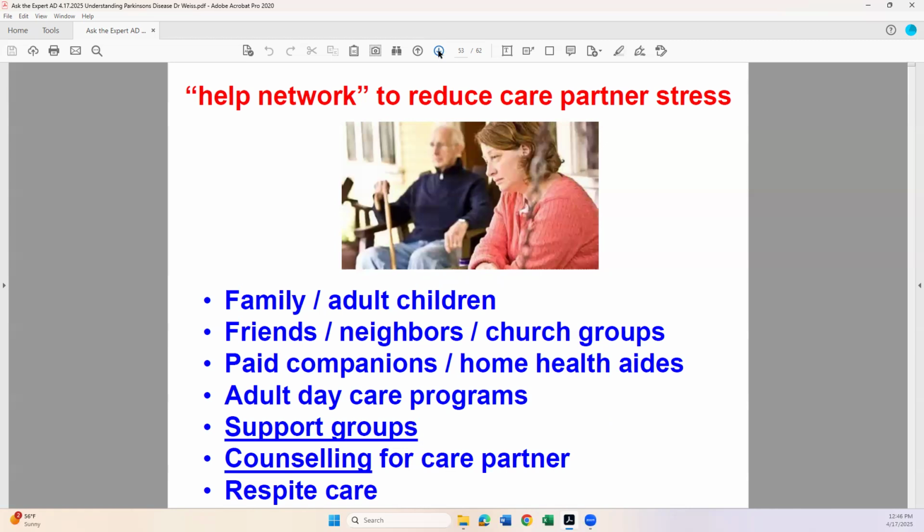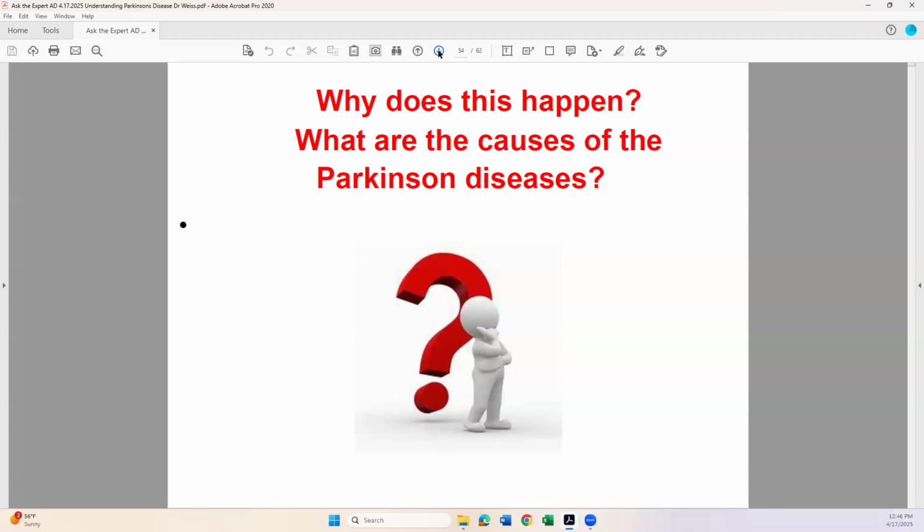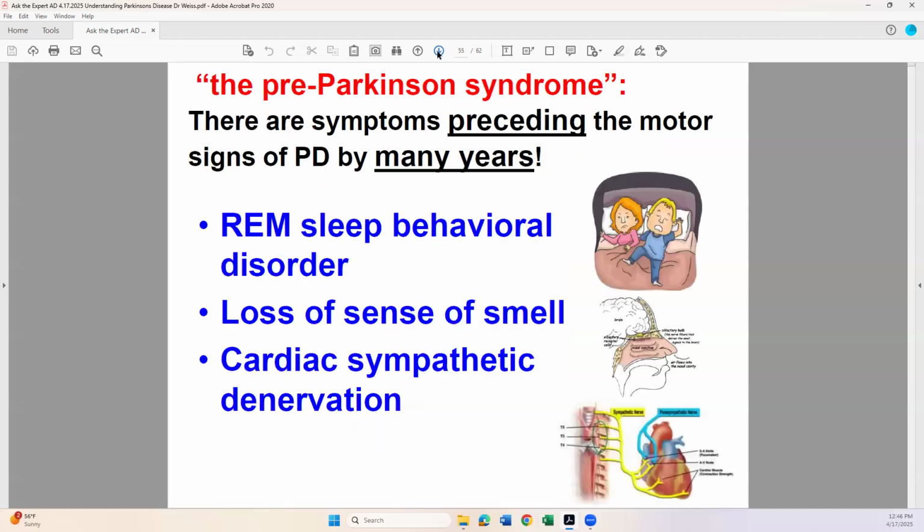Next slide. And I think I'm going to, in the interest of time, quickly go through this. Why does this happen? What causes Parkinson's disease? Next slide. Get through this quickly, I hope. Well, here's something very interesting that we just learned over the last couple of decades or so. There are symptoms that precede those abnormal movements that allow us to diagnose Parkinson's disease. There are symptoms that precede that by many years. The most important of which is something called REM sleep behavioral disorder. Next slide, please.